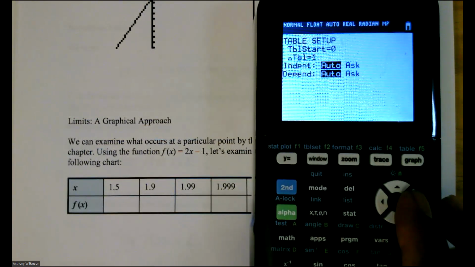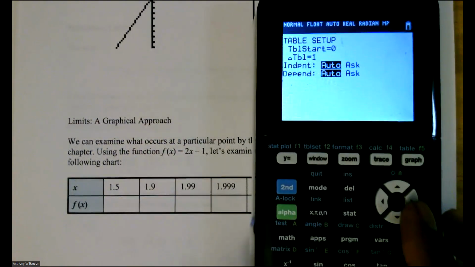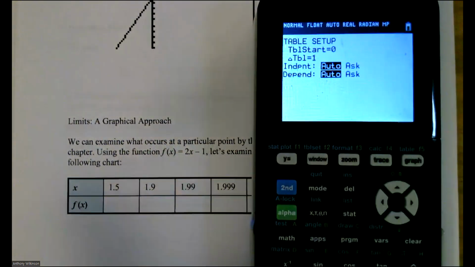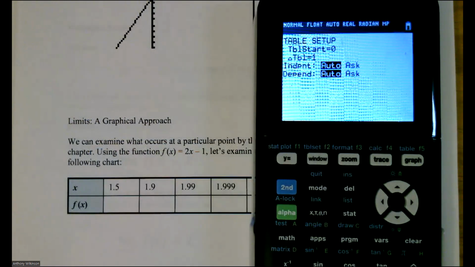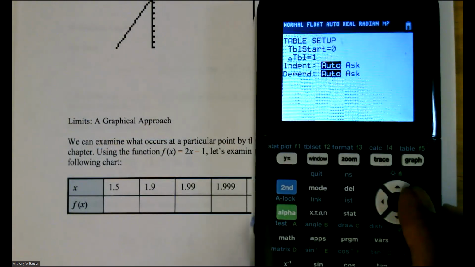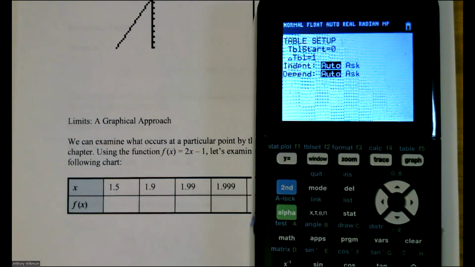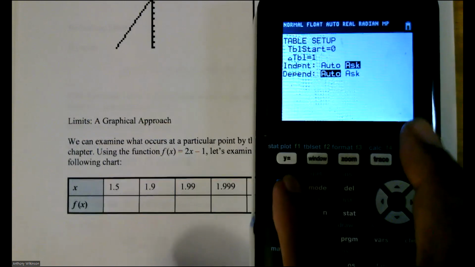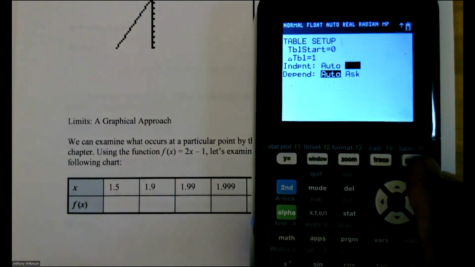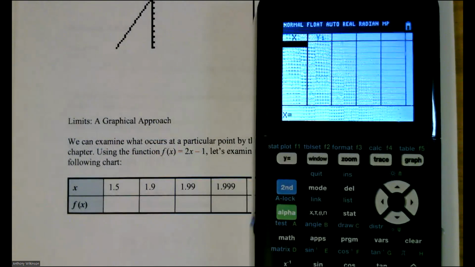So for the independent variable, which is my x variable, I'm going to highlight the word ask, because I want the calculator to ask me what values of x I want to use. So I'm going to use my right arrow key under independent and then press enter for ask. Whatever I put into the calculator for x, it will give me that value for f of x. All right, so let's go to second and graph for the table. Then it's just going to ask me what x values I want to use.